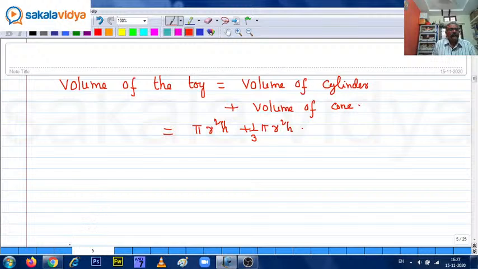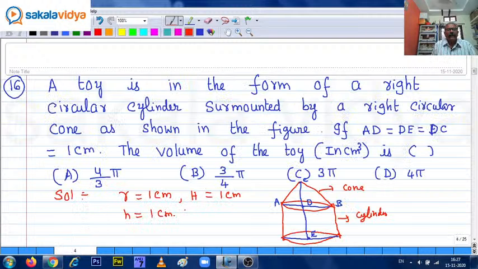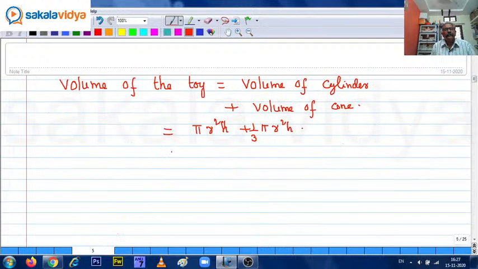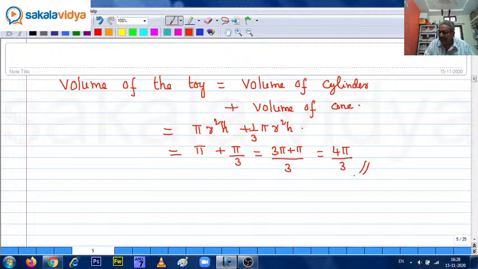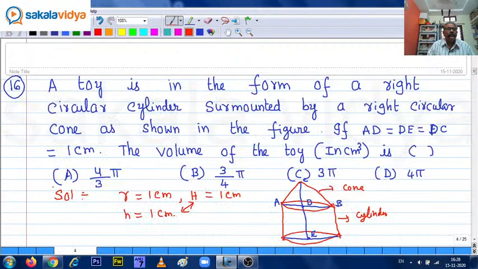Substituting, both heights are equal, radii also equal. So what you get now here: pi into 1 square, pi plus pi/3, r square also 1, h is also 1, 3 pi plus pi upon 3. 4 pi by 3 is the answer. Yes. So A is the right option.